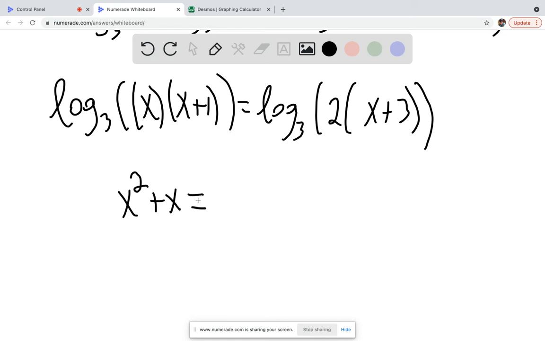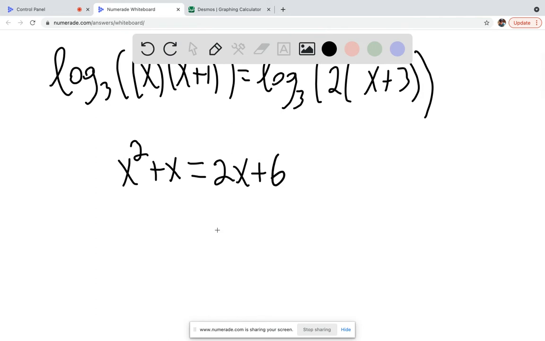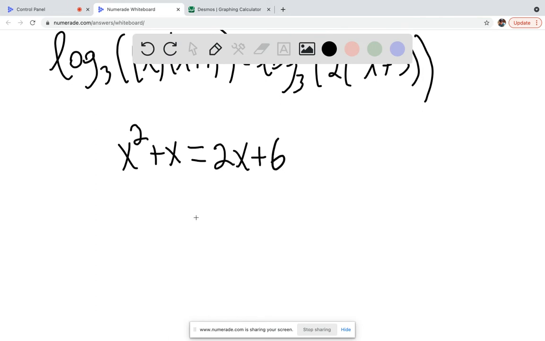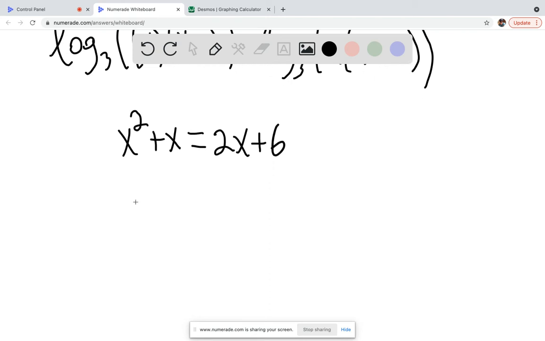Well, 2 times x plus 3, the 2 distributes, and that gives us a 2x plus 2 times 3, so plus 6. Okay, so now here we have x squared plus x is equal to 2x plus 6. We no longer have any logs. We can then go ahead here and just combine our x terms and our constants, basically set this equation equal to 0, and that is then going to give us, well, we have an x squared, and then we have an x minus 2x gives us a minus x, and then subtract the 6. So x squared minus x minus 6 is then equal to 0.